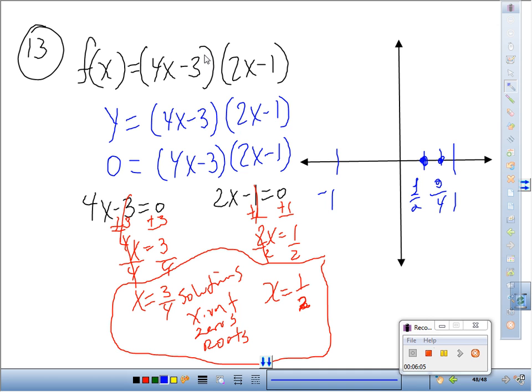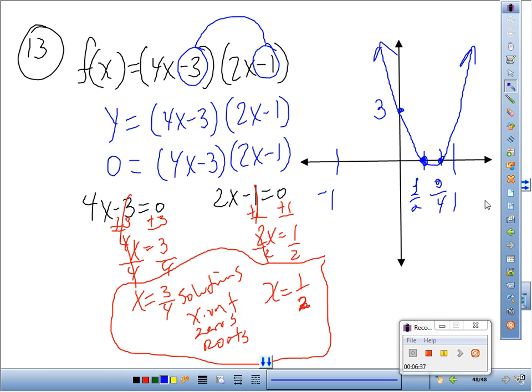And my y-intercept is what? Negative 3 times negative 1, that's positive 3. And there's our parabola. Piece of cake? Yeah. All right. Let's go to number 14.